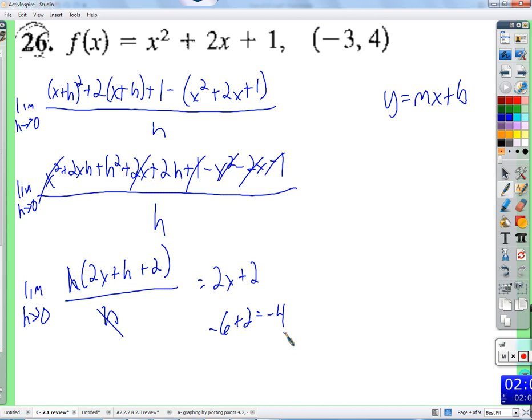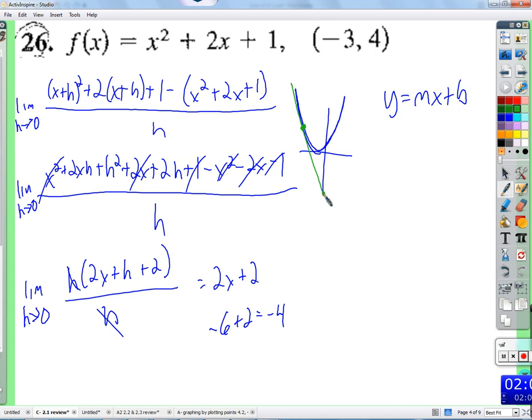Is tangent to this guy at this point, right? So this is a parabola. Let's see. So it's like this. Okay. So at negative 3, 4, right there-ish, what's the slope of that tangent line? Well, it's negative 4. What's the equation?